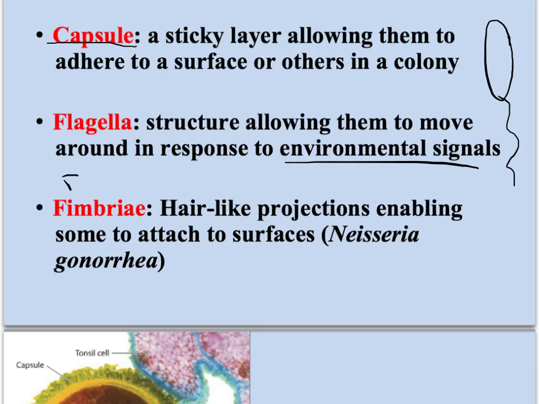Fimbriae, same thing as pili. These are hair-like projections enabling some to attach to surfaces. So like gonorrhea, it has fimbriae. That's how it attaches to your reproductive tract.